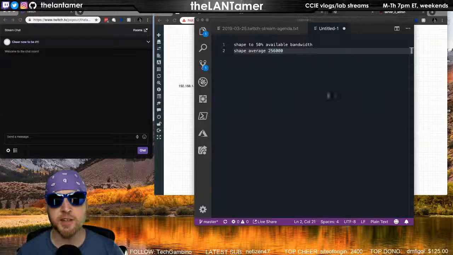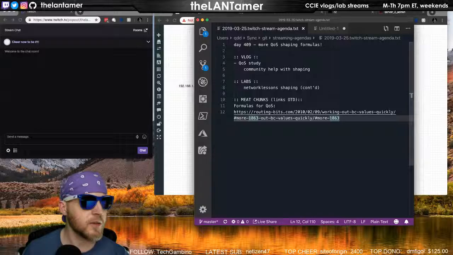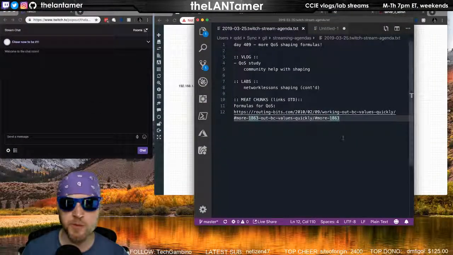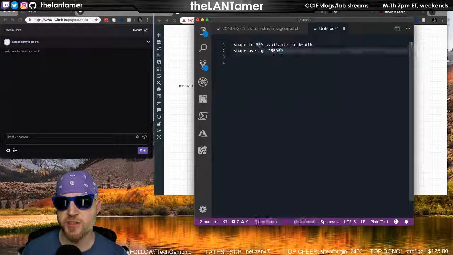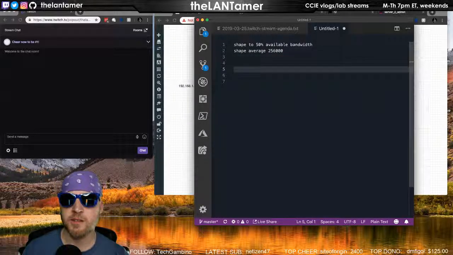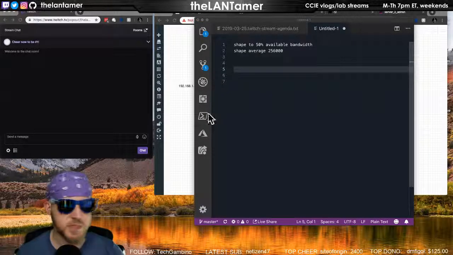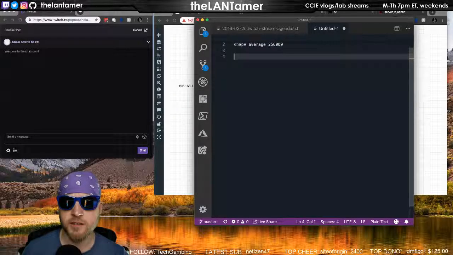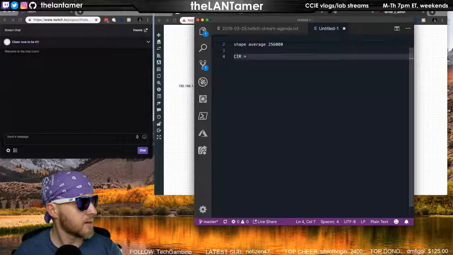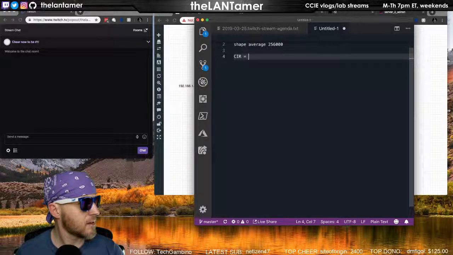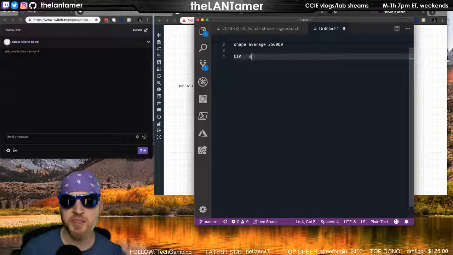Okay, so what we want to figure out here is, if we do 256, what will the rest of our formula look like? What will our BC be? If we tell Cisco the shape average is 256, what will the formula be? So let's look at our formulas again. Let's say that we know the CIR. CIR equals BC divided by TC divided by 1,000.